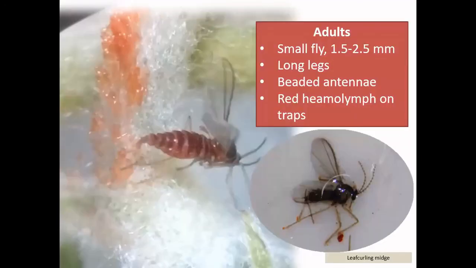So the female lays her eggs within the newest growth, the leaves that haven't unfurled yet in those new terminals. As those leaves start to emerge, the larvae start to feed immediately, so the leaves come out with those galls already being initiated. The adult itself is a small midge fly. It has beaded antennae and long legs. Now on a monitoring trap, what you typically see with leaf curling midge is the presence of red hemolymph on the trap itself.